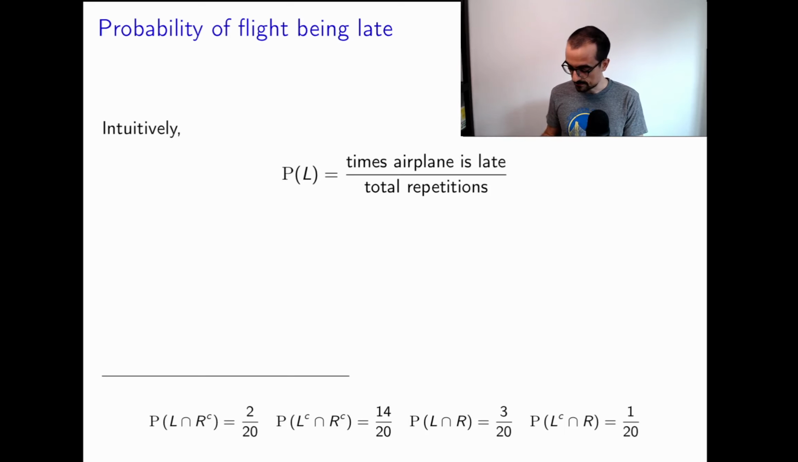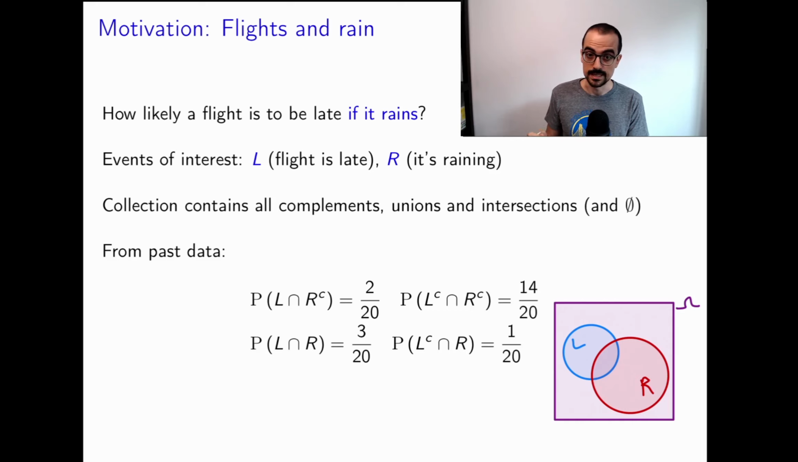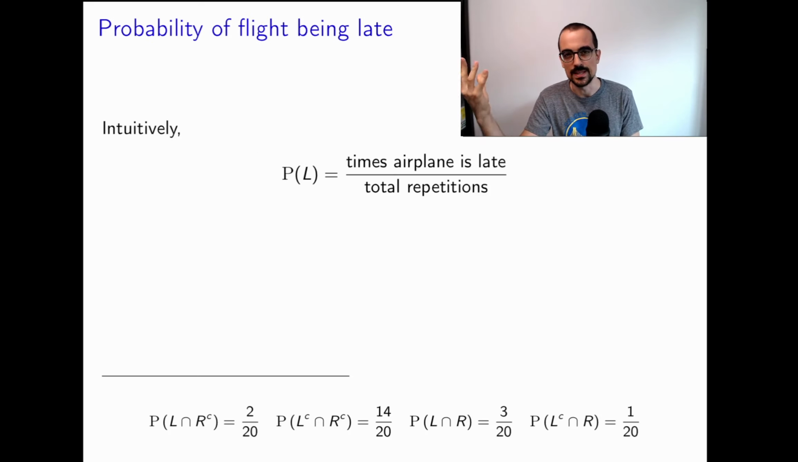It turns out that we have these probabilities down here, which I've copied from the previous slide, and from them we can actually compute the probability that the plane is late. We go back here, we see that the event late is just the union of this event here, which is L intersection R complement, and this event here, which is L intersection R. So these two events are disjoint. We can just add up their individual probabilities that, again, we assume that we have estimated from data.